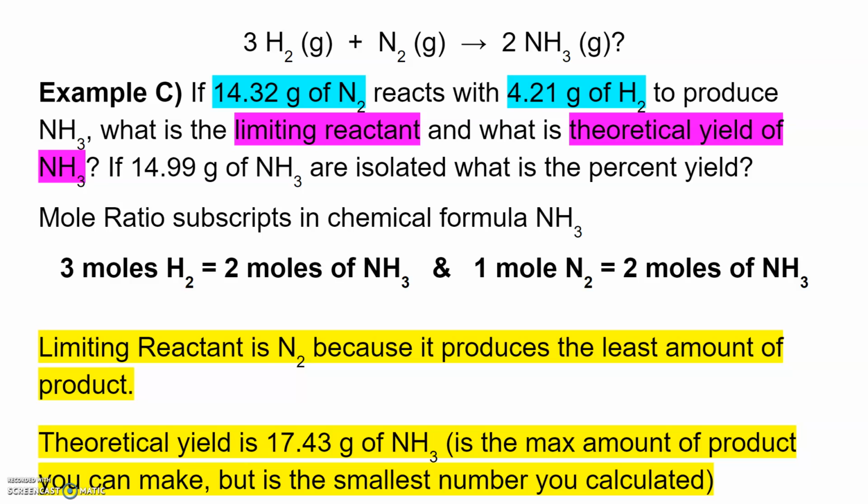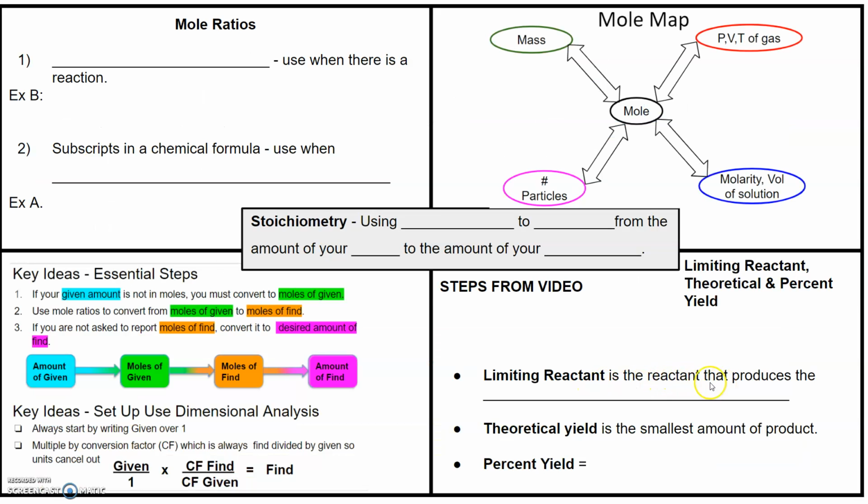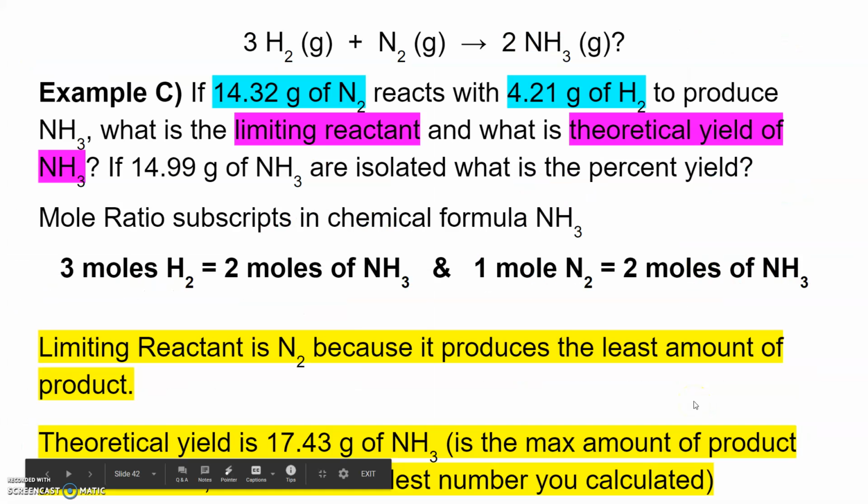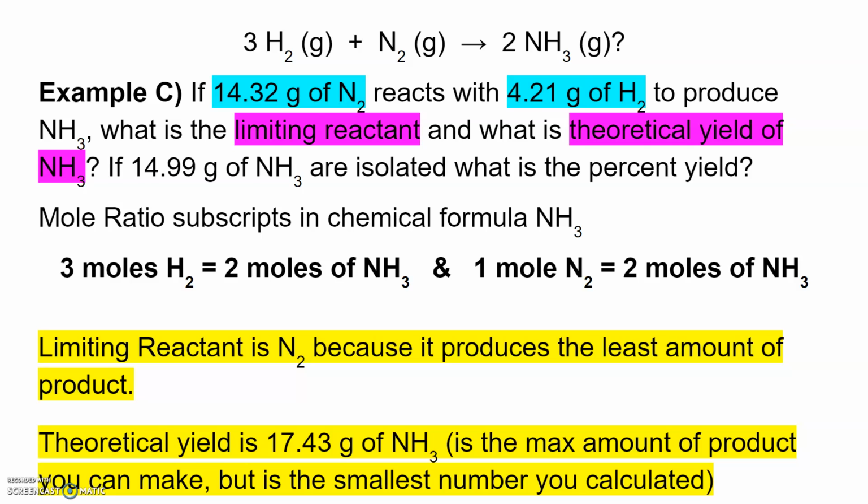All right, so in the video, she determined that N2 is a limiting reactant. The limiting reactant is the reactant that produces the least amount of product. Okay, so you want to make sure you add that here: the limiting reactant is the reactant that produces the least amount of product. And in that case, it's N2.